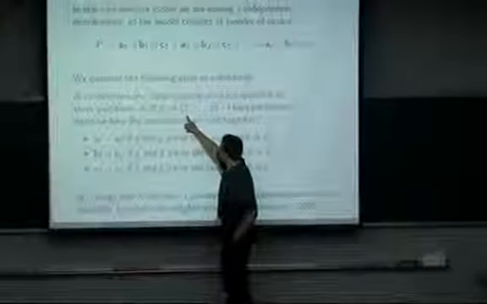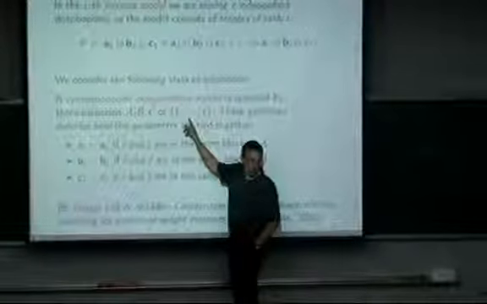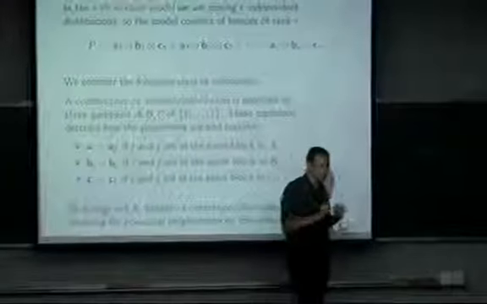So a context-specific independence model is specified by 3 partitions. A, B, and C are partitions of 1 up to R, set partitions of 1 up to R. So there are Bell many of these, okay?